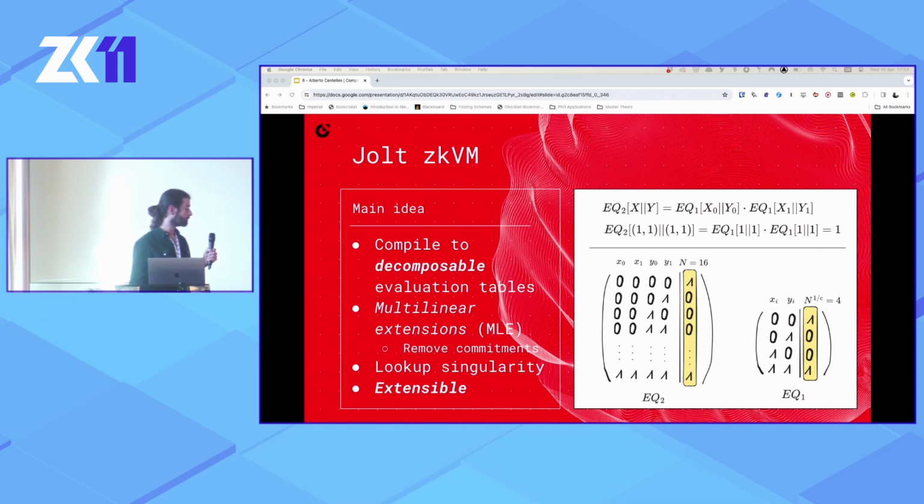They propose this notion of lookup singularity, in which you no longer need to write circuits yourself, which is quite appealing. It makes it more auditable and brings fewer bugs, arguably. And they also have this extensibility property: if you're thinking of adding new chunks to this zkVM, you just need to append your matrix into the huge matrix, and the construction is still going to be quite efficient.